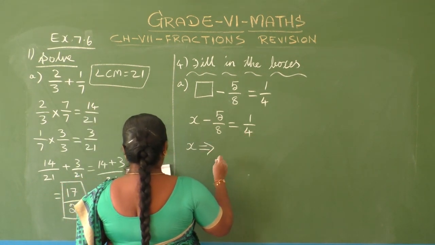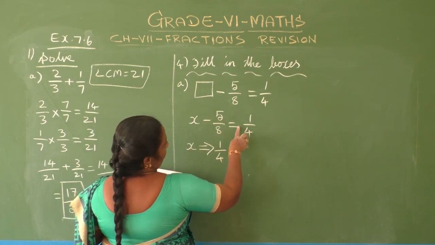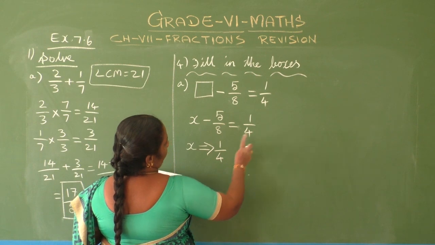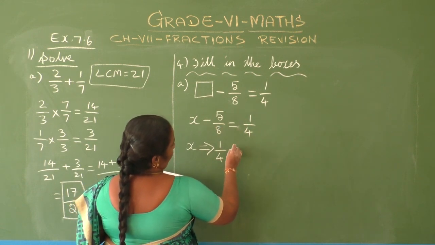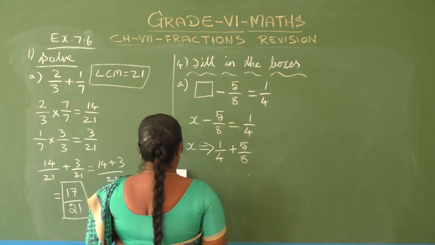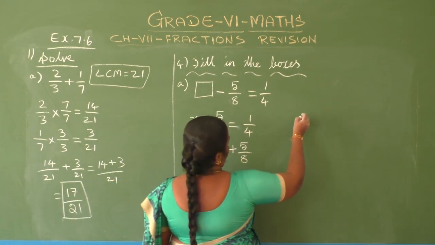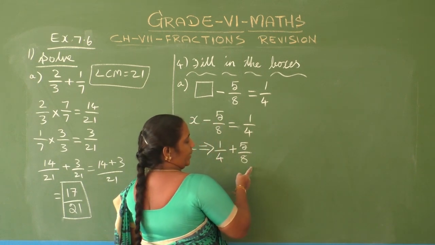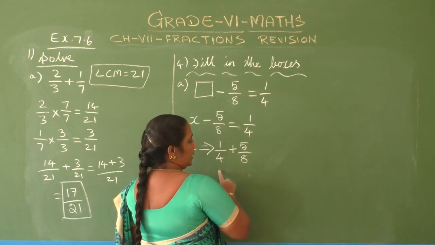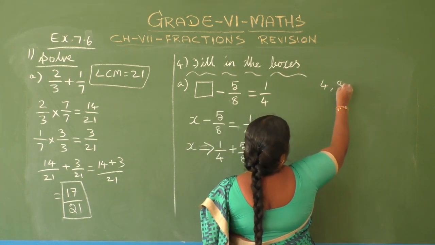So x equals 1 by 4. After the equal symbol, this 5 by 8 goes to that side, so it is converted to plus 5 by 8. I am going to take the LCM of 4 and 8 because the denominators are different and both are not prime numbers, even numbers only.